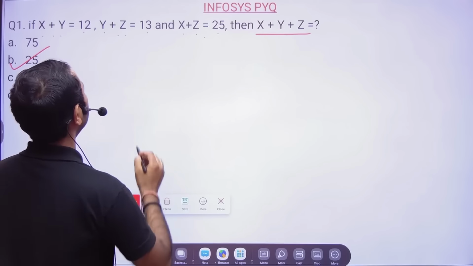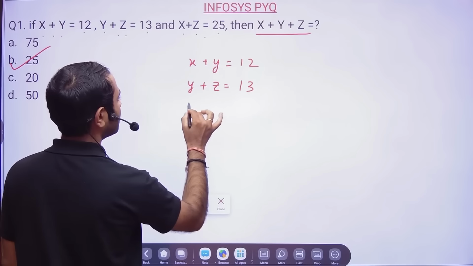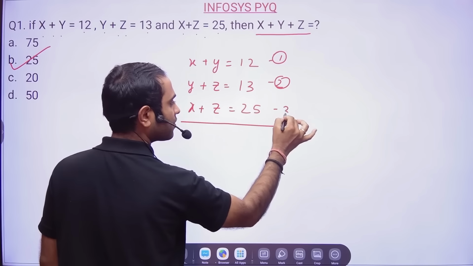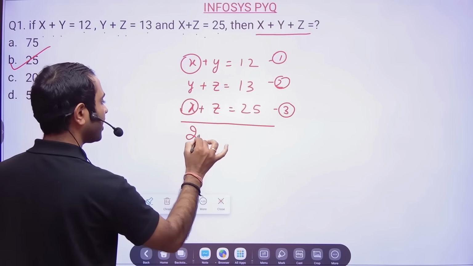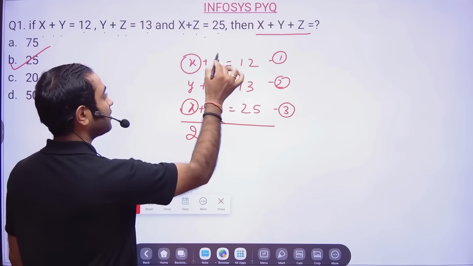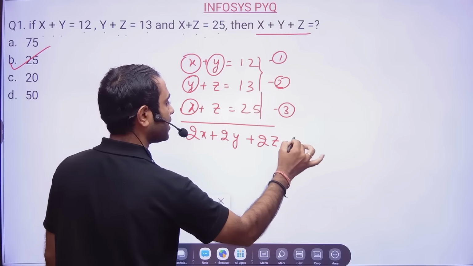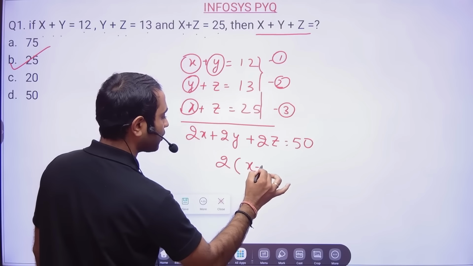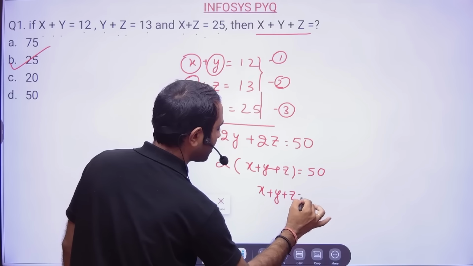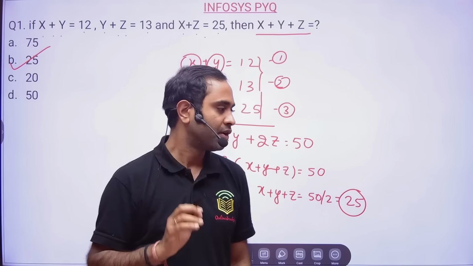Anyway, now let us see how I solved it. So x plus y is given as 12, y plus z is given as 13, and x plus z is given as 25. Now, all three equations we need to add. So x and x, 2x, then y plus y, 2y, and 2z is equal to 25 plus 25, which is 50. Now, my dear friends, take 2 common, so 2 times x plus y plus z is equal to 50. Here x plus y plus z is equal to 50 by 2, that is nothing but 25, which we already did without even using a pen. So this was the first question.